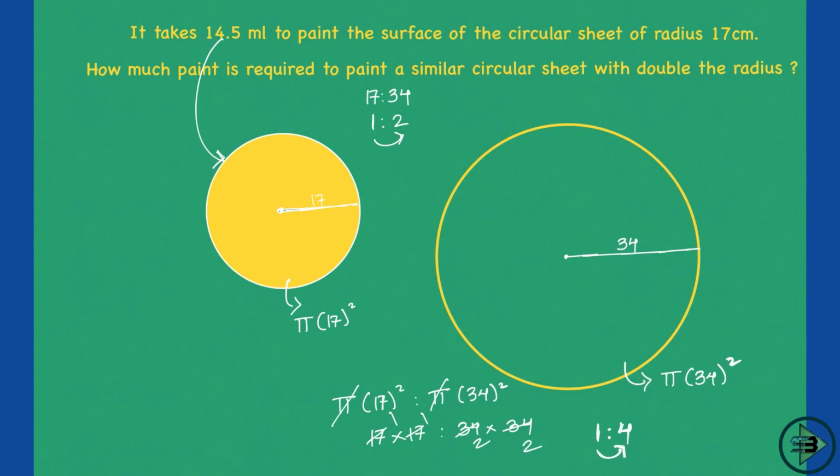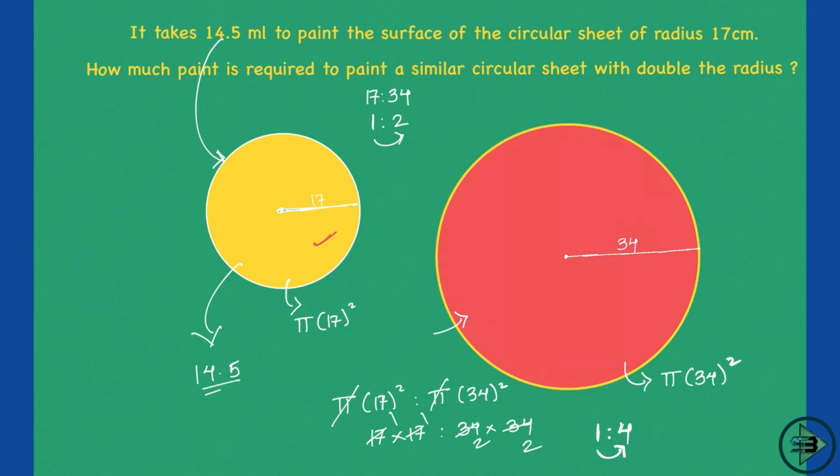Area becomes 4 times, which means if you require 14.5 ml to paint this area, which say I'm painting in red right now, this area is 4 times the area of this. So it will require 4 times as much of the paint that is being required here, right?